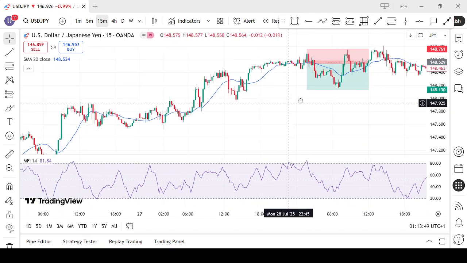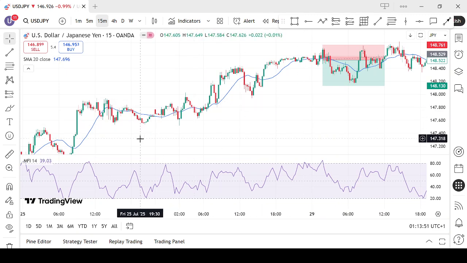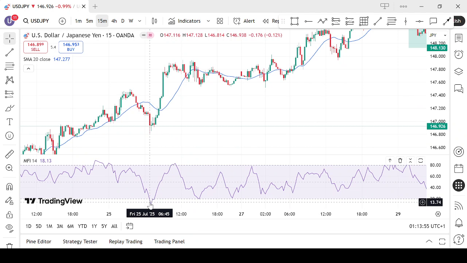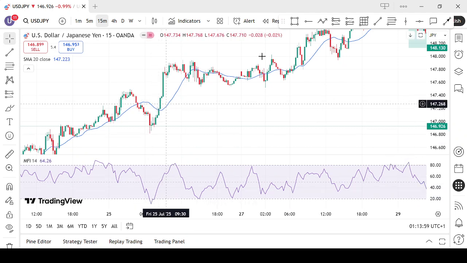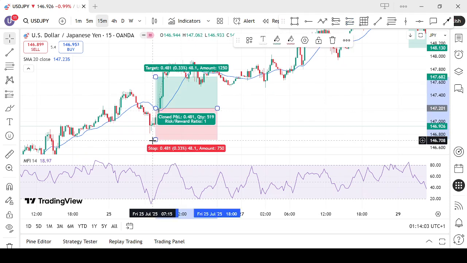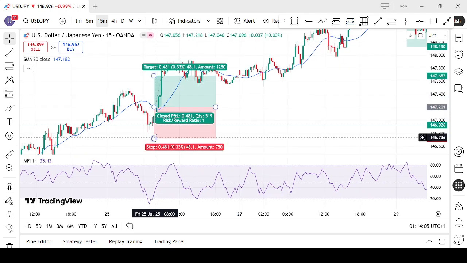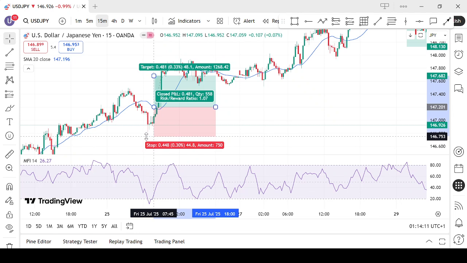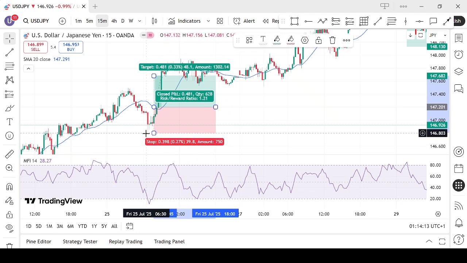When price trades above our moving average and the MFI dips below 20, this indicates buying opportunities, and this would be a perfect opportunity for us to enter a long position at this area. So we need the relationship between price and our moving average, and we are respecting the rules of the MFI. This is how we execute our trade.